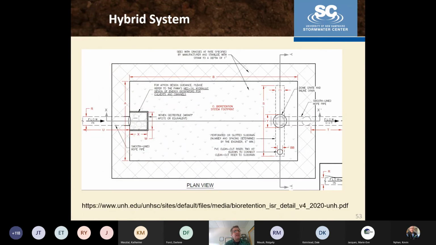In environments where you have good soils that are appropriate for infiltration, we have adapted what we call a hybrid bioretention system. Essentially, what this is, we've Mr. Potato Headed in a primary flow path through the bioretention system that is a gravel wetland. So it's like a nested gravel wetland within a larger bioretention system.